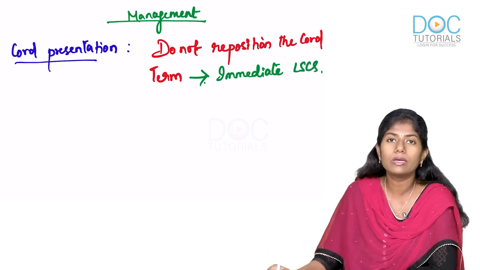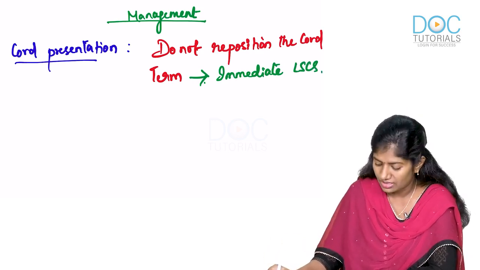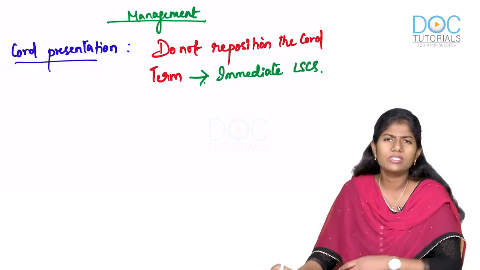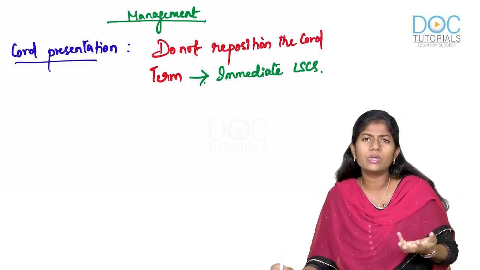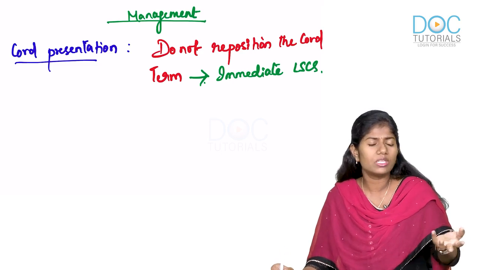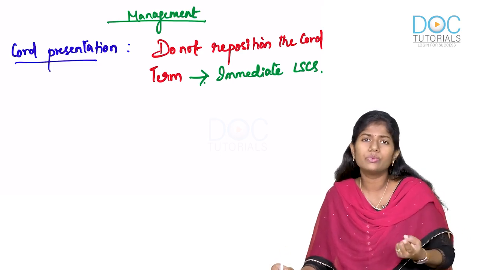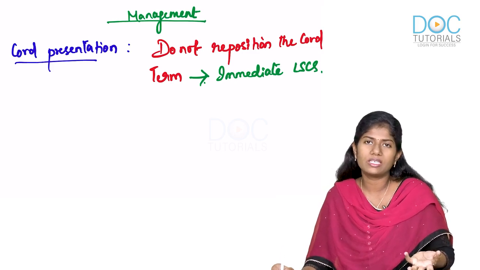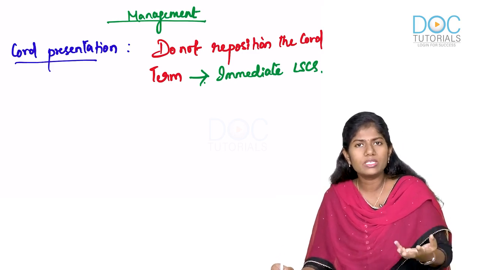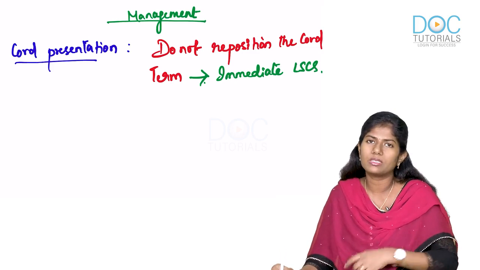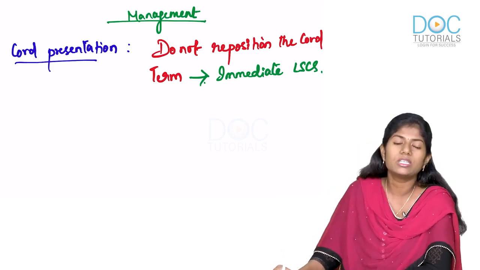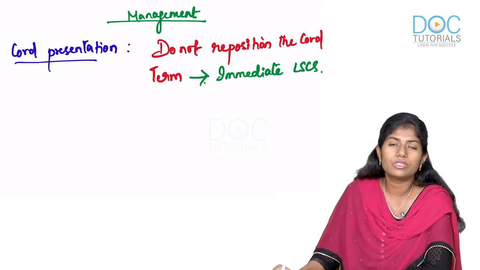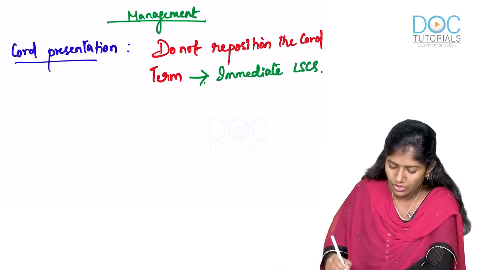Okay, that's cord presentation. Obviously you will do a pervaginal examination only if it is a term pregnancy, right? Only if the patient comes in labor, you're going to do a pervaginal examination in term pregnancy, or else why would you do a pervaginal examination? Only by doing a pervaginal examination, you'll come to know that there is cord presentation, okay? So, cord presentation should not be repositioned. Immediate cesarean section is what is supposed to be done, okay?